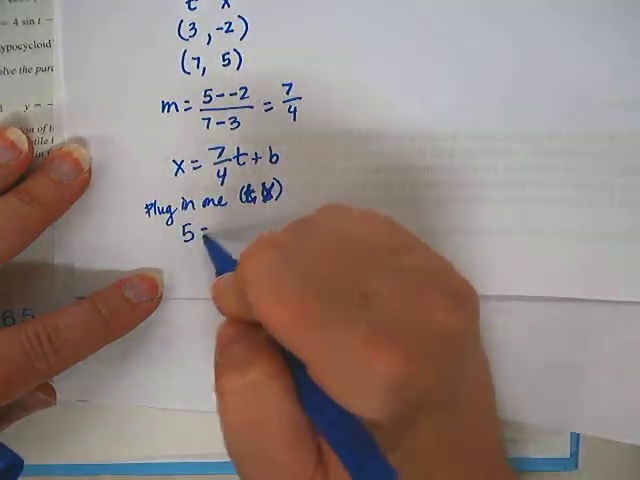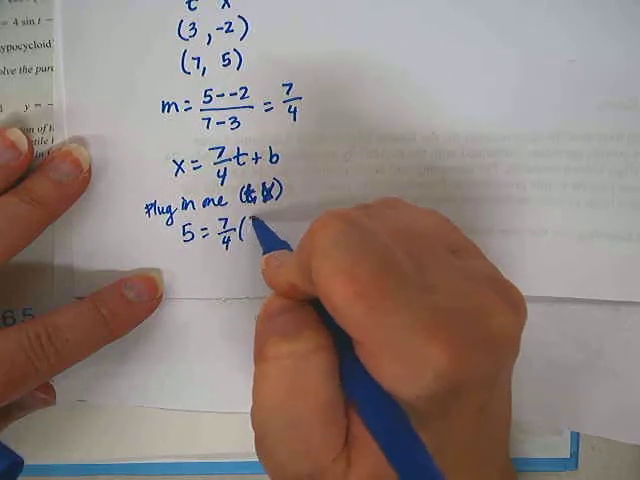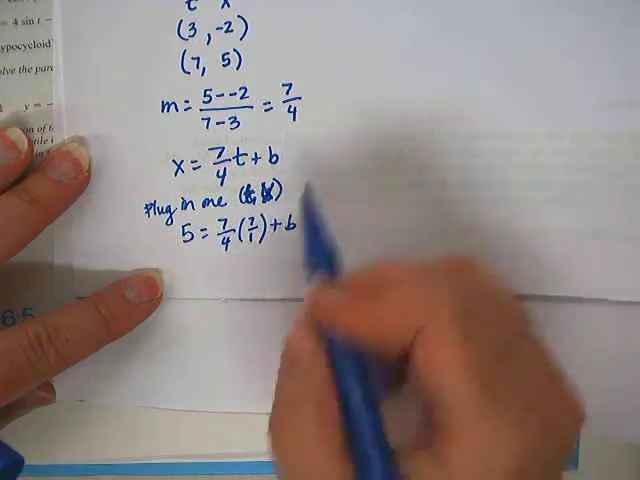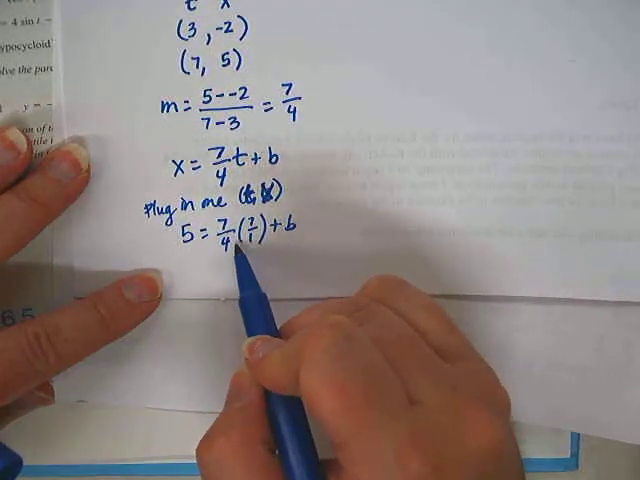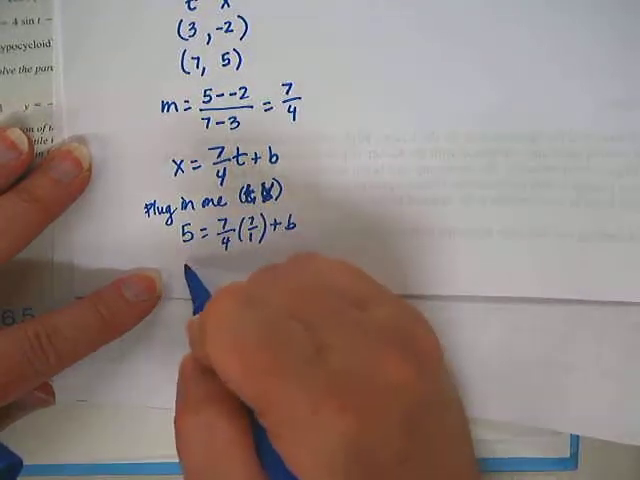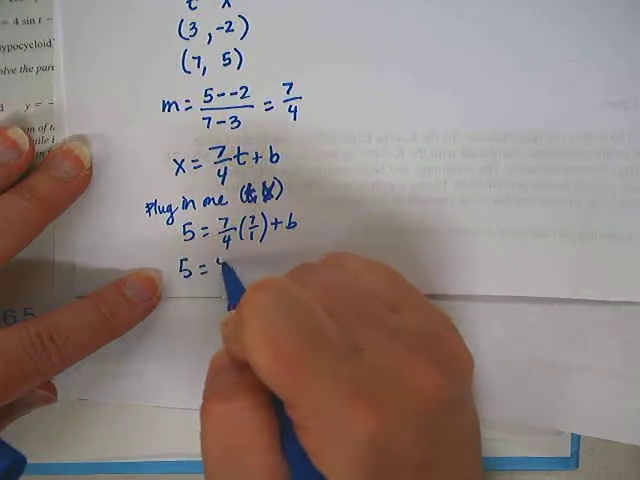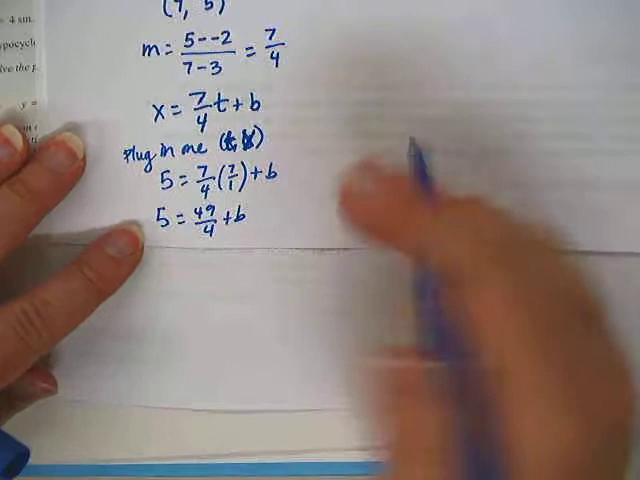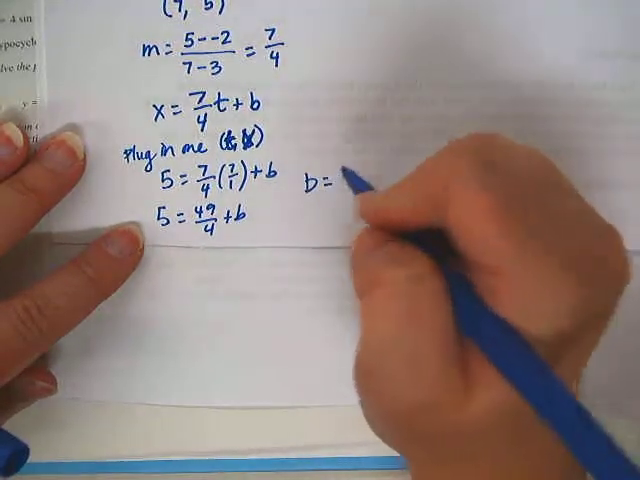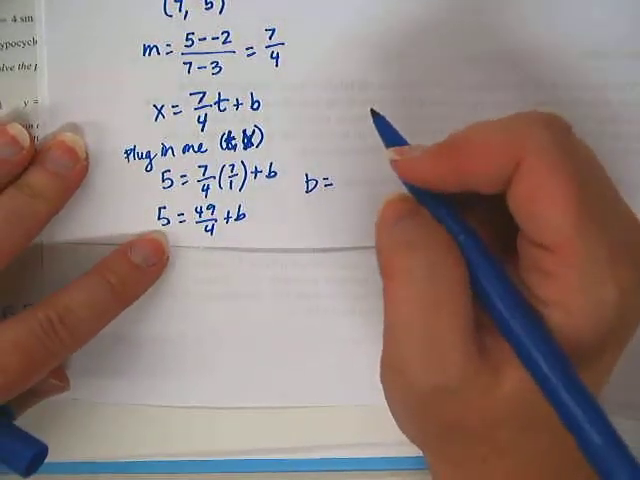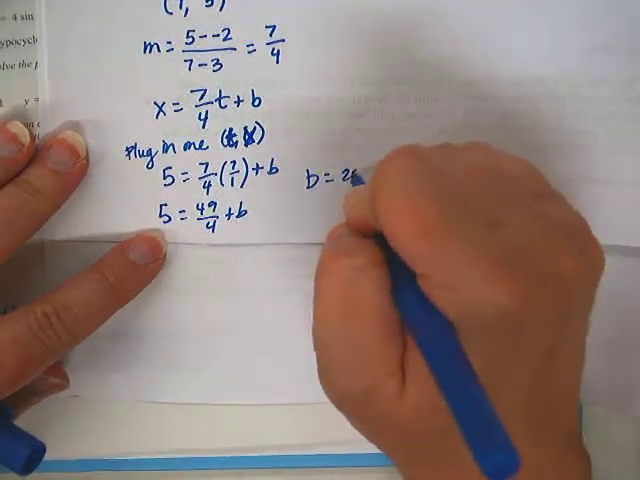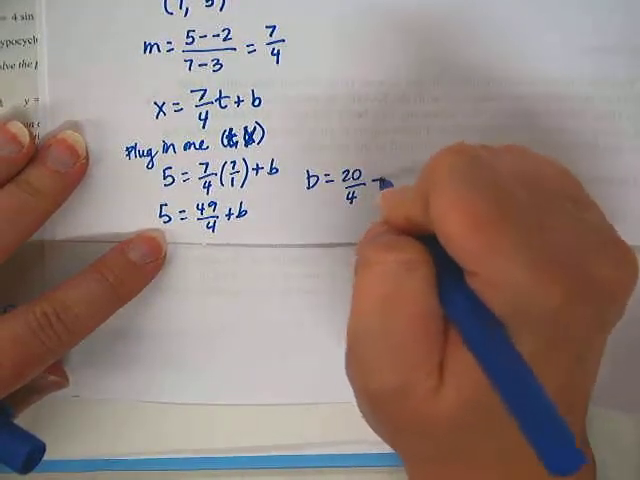7 and 5? Okay, so we'll plug 7 in for t and 5 in for x. So 5 equals 7/4 times 7, and I'm going to put it over 1 so it's easier to multiply. So 7 times 7 is 49 divided by 4. This is getting a little ugly. So we have 49/4 plus b. So to find b, we're going to have to go 5 minus 49/4.